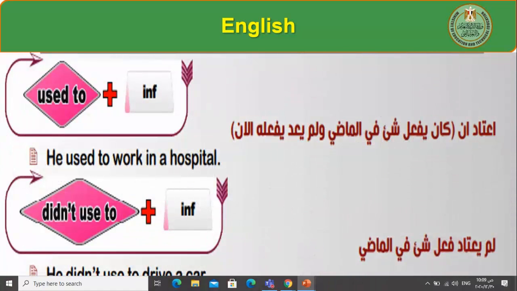عندي برضه من ضمن الجرامر used to plus infinitive، اعتاد على شيء في الماضي ولم يعد يفعله في الوقت الحاضر. لما أقول he used to work in hospital، لما أنفي يبقى didn't use to plus infinitive، أقول he didn't use to drive a car، يعني ما كانش متعود يسوق عربية زمان.